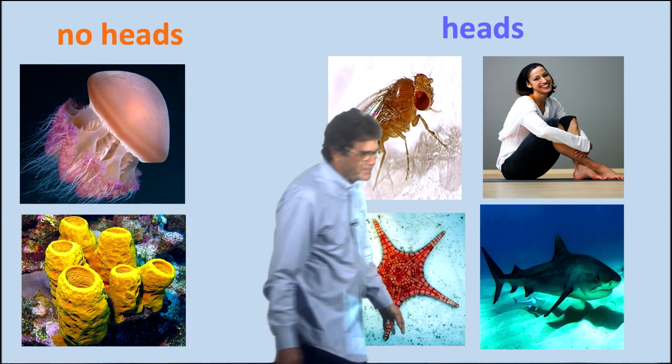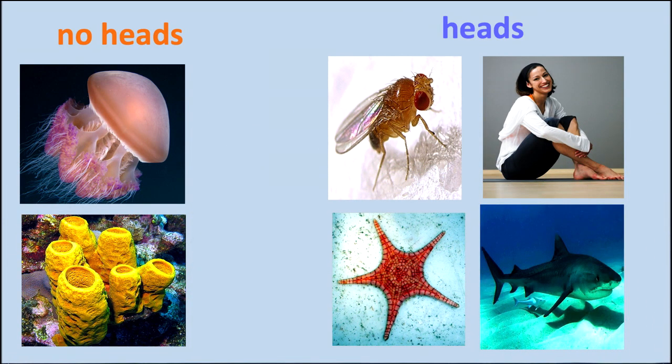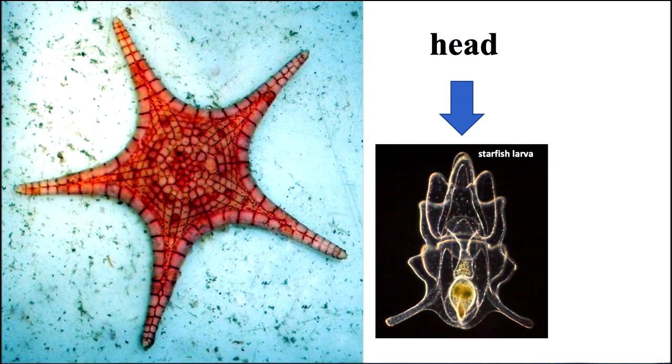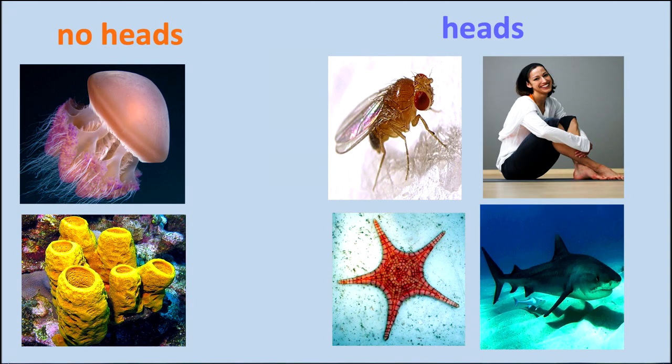So we can divide animals into critters with heads and critters with no heads. And here they are. But you might be asking yourself, what is that starfish doing there? Starfish don't look like they have heads, but clever biologists don't look at the adult forms, they look at the larvae of a starfish, and there you will see that the larva has a head, and that's why starfish are put among the critters that have heads. So there you go, heads, starfish on the right.